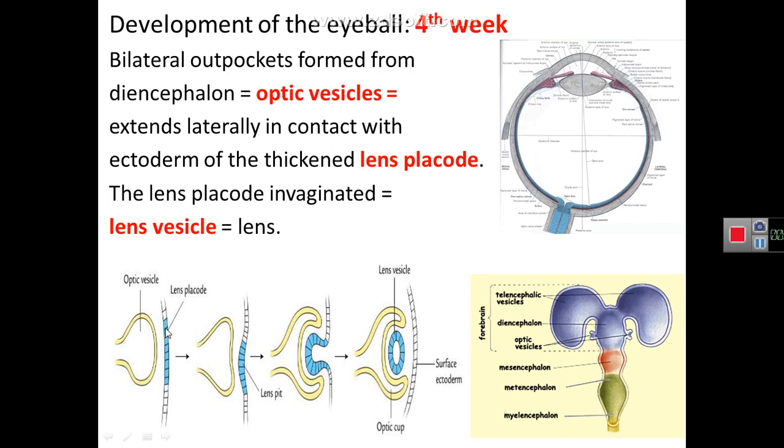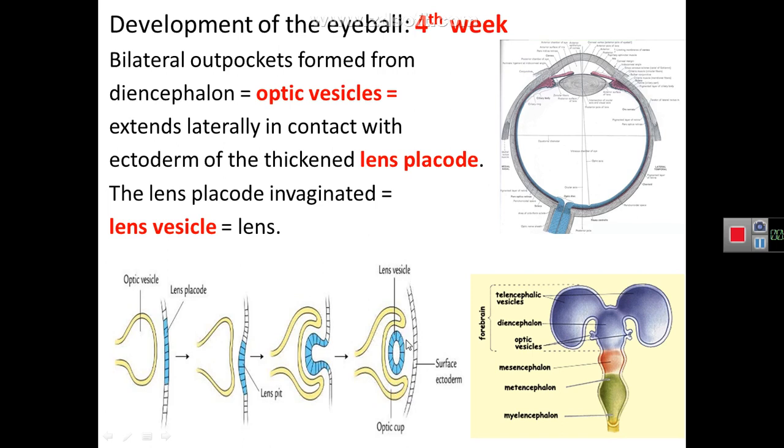And it will induce this surface ectoderm to be thickened, forming the lens placode. Later on, both the optic vesicle that grows from the diencephalon will invaginate and the lens placodes will invaginate. The lens placode will invaginate to form the lens pit and the lens vesicle, while the optic vesicle will invaginate forming the optic cup.